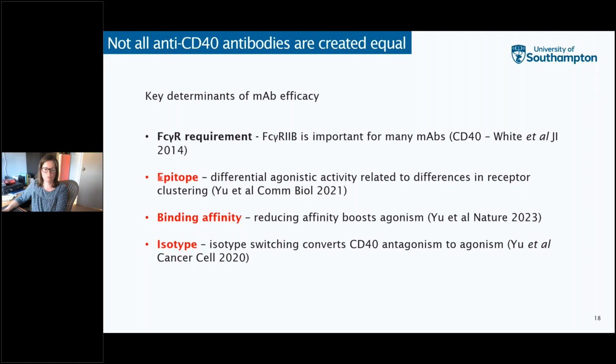Antibody epitope: antibodies to different epitopes produce differential agonistic activity, which is related to differences in receptor clustering. Similarly, the binding affinity: reducing affinity actually boosts the agonism. And again, this is mediated through differences in receptor clustering. And then the antibody isotype: switching the isotype of a CD40 antibody can convert it from an antagonist to an agonist.